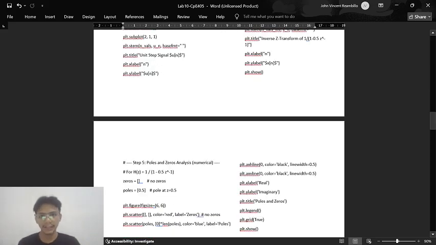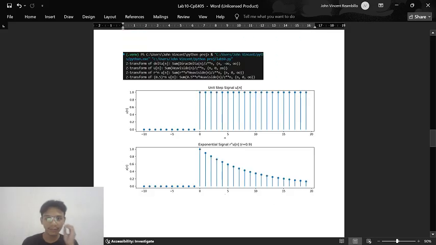Next, we visualized the signals using matplotlib. We plotted the unit step and the exponential signals to see how they behave in the time domain. The unit step remains at 1 for all non-negative n, while the exponential signal decays or grows depending on the value of r. This visualization is helpful because it allows us to connect the time domain representation to the behavior in the Z domain.